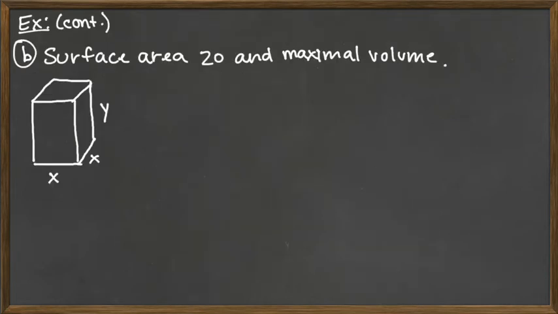So this time, instead of being given information about the volume, we're given information about the surface area, and we see that key word. This time it's not minimal, but maximal. That's going to clue us in on what our objective function should be. And so we see the keyword maximal there, which tells us our objective function is going to be a volume function, because we're looking for maximal volume.